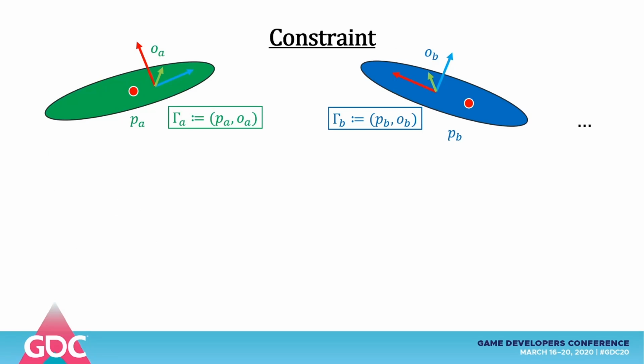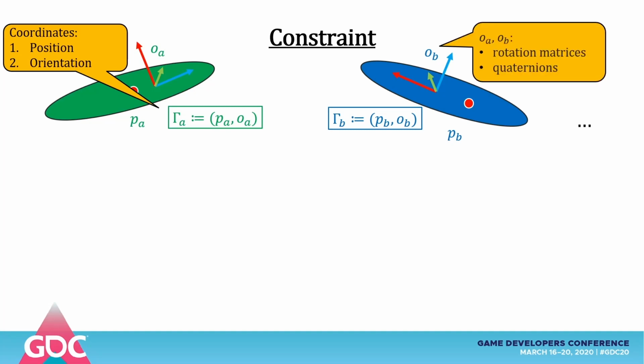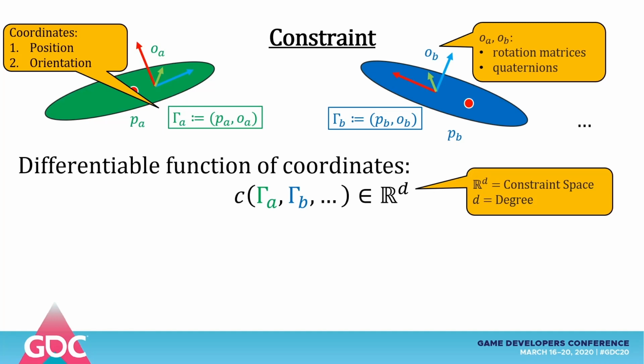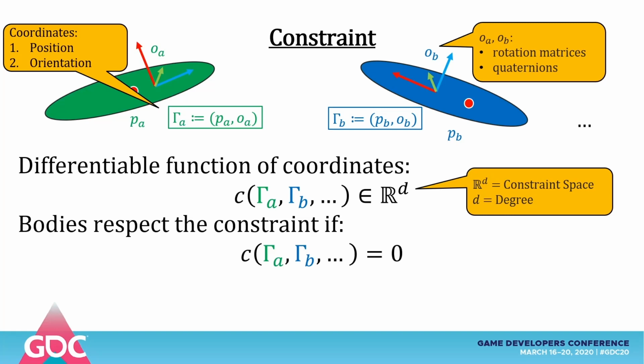Let's define a constraint mathematically. We have two or more rigid bodies represented here by green and blue ovals, and their state is described by their coordinates, positions, and orientations. The orientations can be specified using either rotation matrices or quaternions. Then a constraint between these bodies is a differentiable function of the coordinates into a vector space of an arbitrary dimension d. This vector space is called the constraint space, and its dimension is called the degree of the constraint. We say that the bodies respect the constraint if the constraint function vanishes at their coordinates.